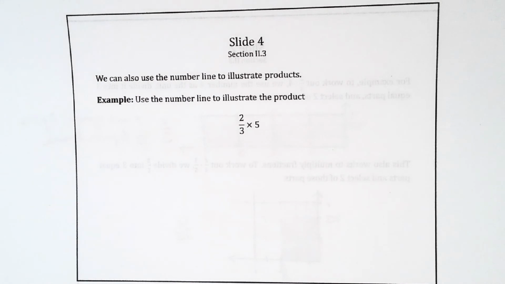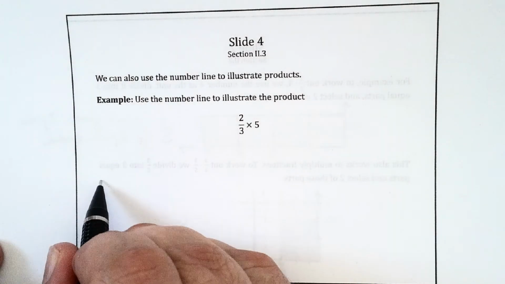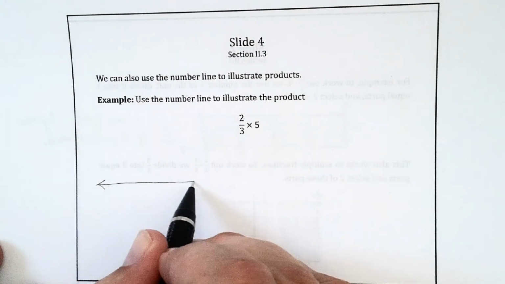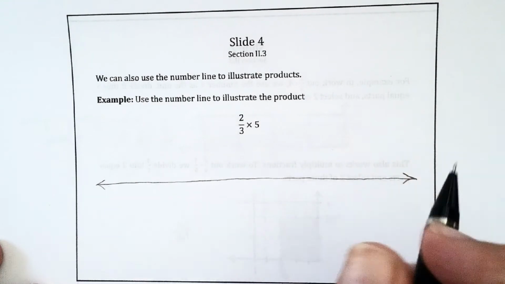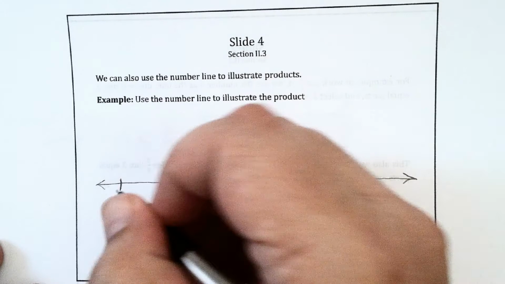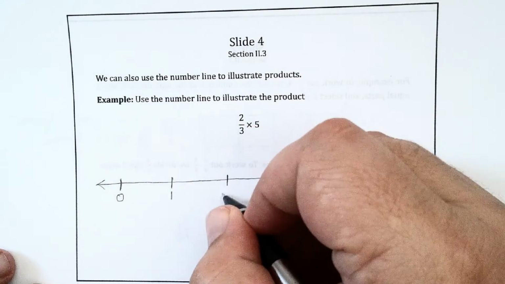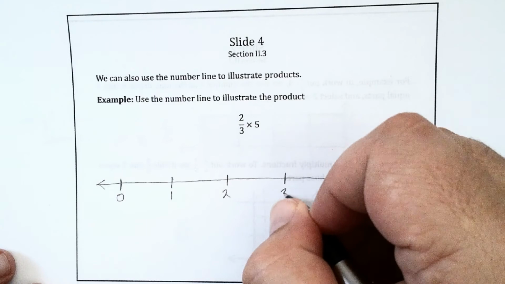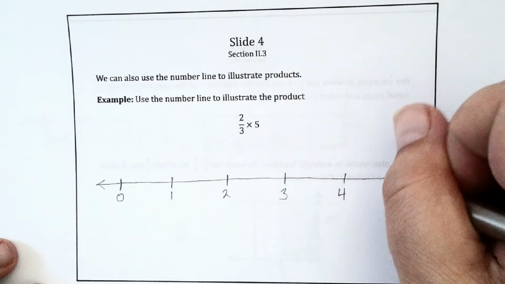Doing something like 2/3 times 5 is more complicated because I want to illustrate 2/3 of 5. So, how would I do that? So here's how we can do that. Let's draw a number line that goes out to 5. Let's get that a little bit over.